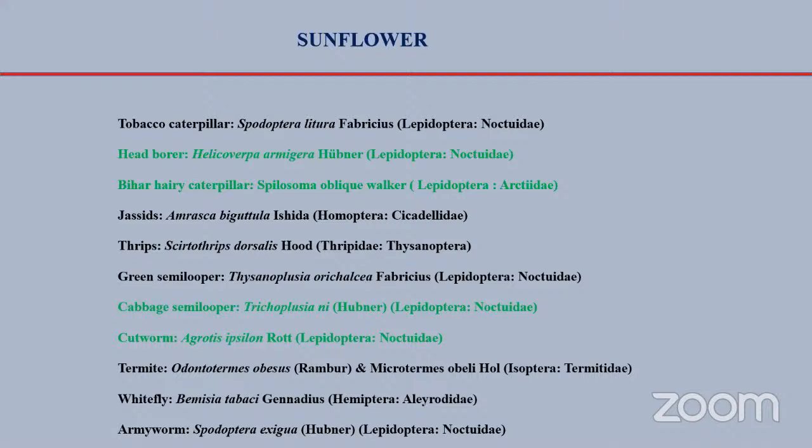The important pests known to damage sunflower are tobacco caterpillar, head borer, Bihar hairy caterpillar, jassids, thrips, green semilooper, cabbage semilooper, cutworm, termite, whitefly, and armyworm. Among these pests, the head borer, Bihar hairy caterpillar, cabbage semilooper, and cutworm, these four are the most important pests known to damage sunflower in South India.